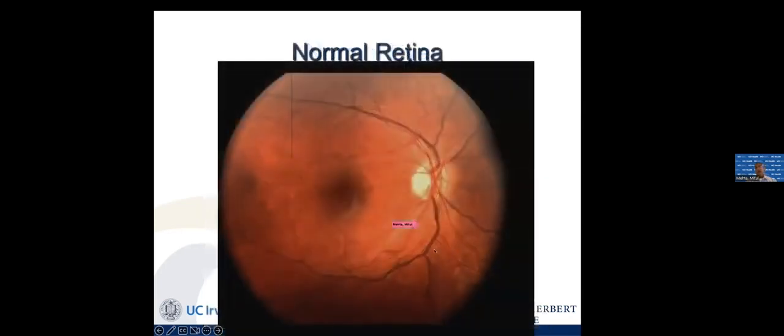So this is what it looks like when I look inside the eye. You can see the optic nerve over here, and you can see the blood vessels here. This is a venule, and this lighter one here is an arteriole. These are the arteries in the eye.